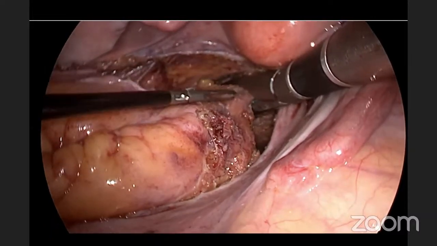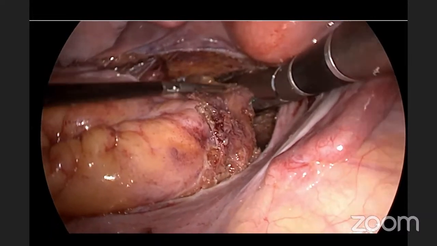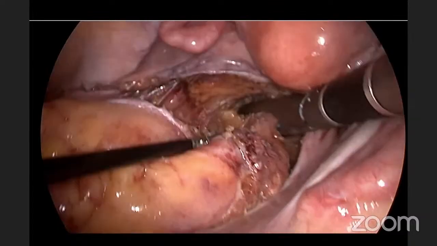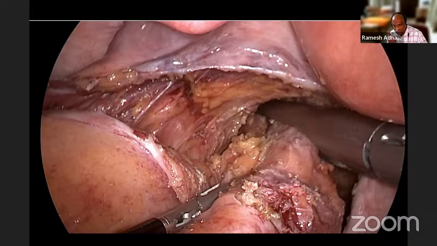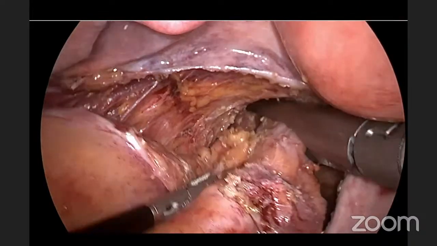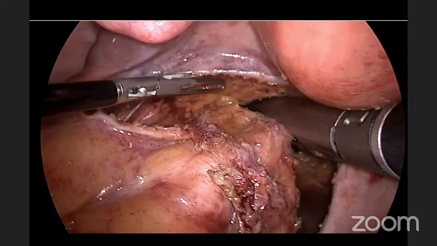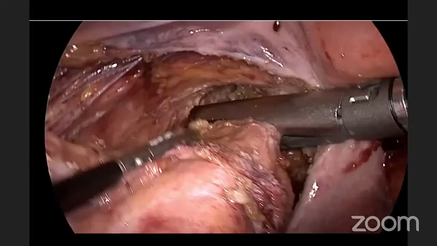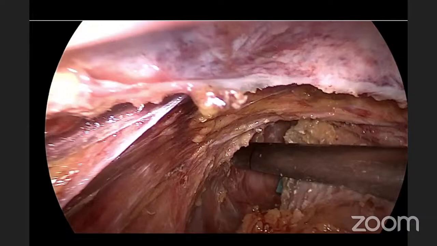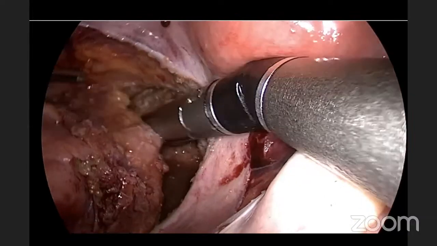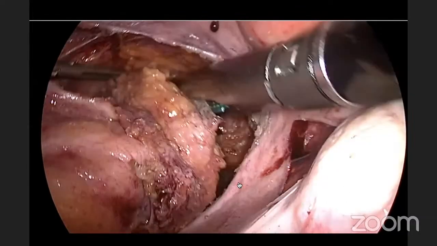Now, it's very important to make sure that the stapler is fully open and it does not go through the rectum, but one jaw goes anterior and one jaw goes posterior. And then you fire. So here you're using a green load as far as I can see. So for low rectum, especially in our population, we usually find the rectum is very thick and we use a green load.